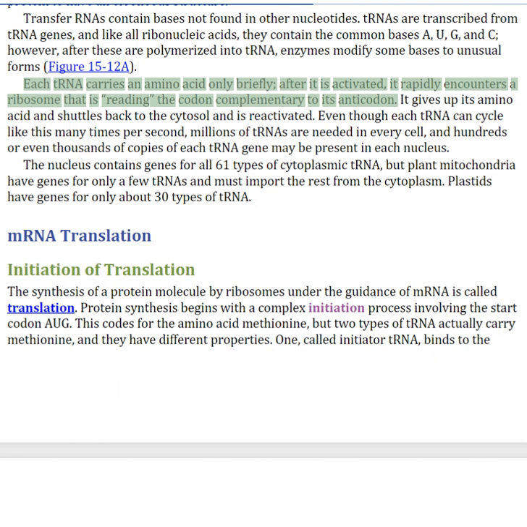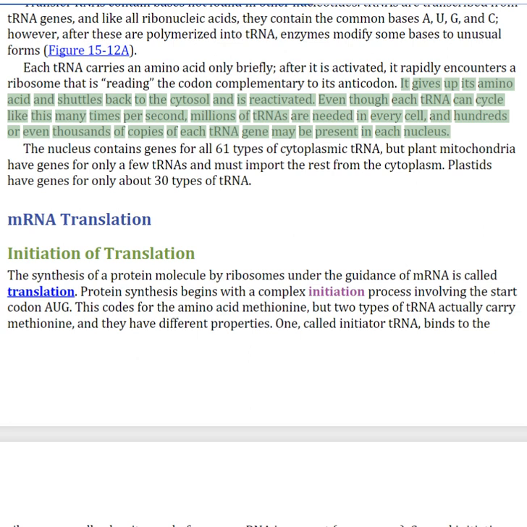Each tRNA carries an amino acid only briefly. After it is activated, it rapidly encounters a ribosome that is reading the codon complementary to its anticodon. It gives up its amino acid and shuttles back to the cytosol and is reactivated. Even though each tRNA can cycle like this many times per second, millions of tRNAs are needed in every cell, and hundreds or even thousands of copies of each tRNA gene may be present in each nucleus.